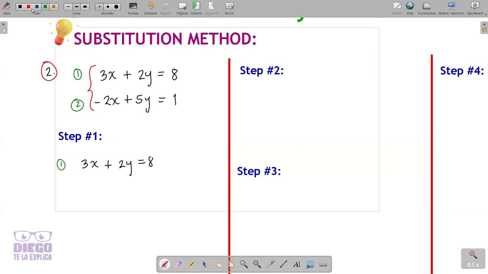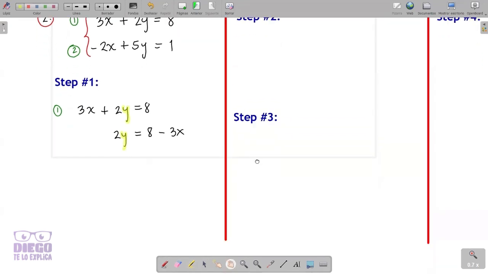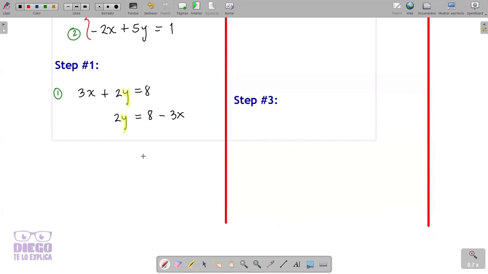Here you are going to choose the variable you want to eliminate. In my case, I'm going to eliminate the x. This is the letter I'm going to leave alone. How? Passing the 3x to the other side. 8 minus 3x, because the 3x was positive on the other side of the equation. Now it's negative. We have to isolate the y, but the y is not completely isolated because we have a 2. So that 2 is multiplying the y. That means that we have to pass the 2 to the other side of the equation dividing.